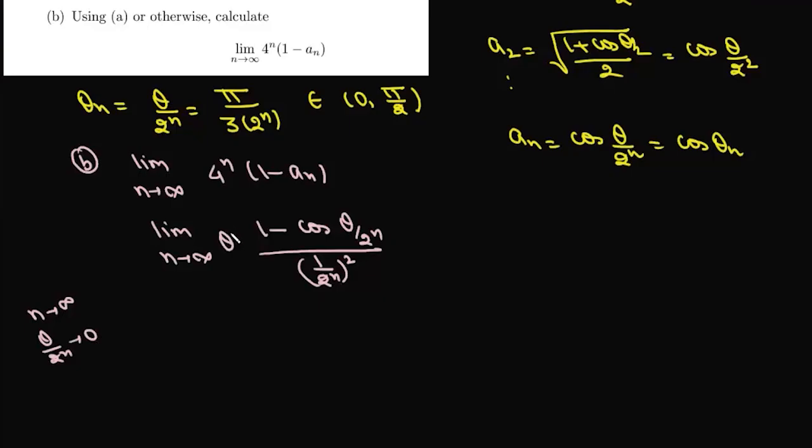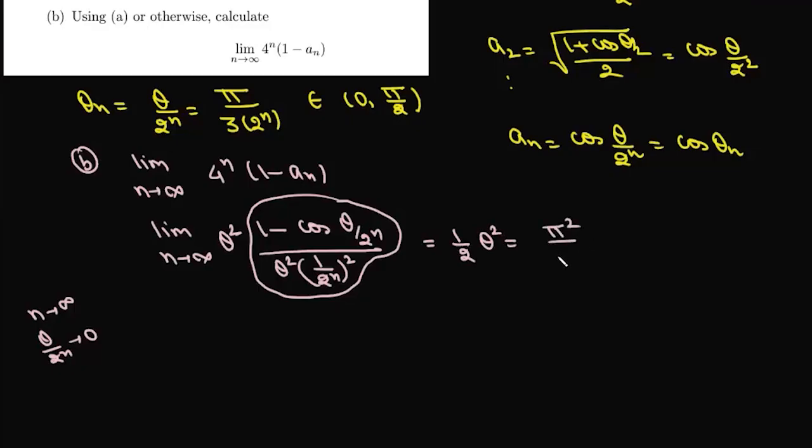So we can make it a standard limit. So what we'll do is, we'll multiply and divide everything with theta square. Now this is (1 minus cos x) upon x square when x tends to 0, which is a standard limit whose value is 1 by 2. So this limit will be 1 by 2 theta square, and theta is pi by 3. So this value will be pi square by 18. So the answer to this limit is pi square by 18.